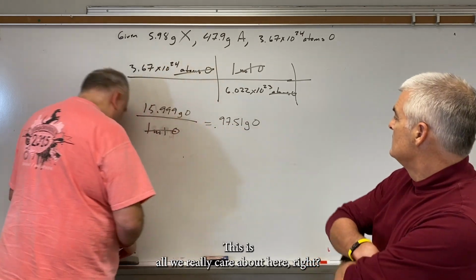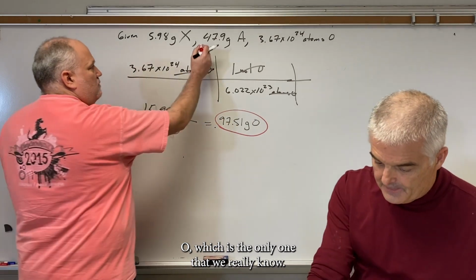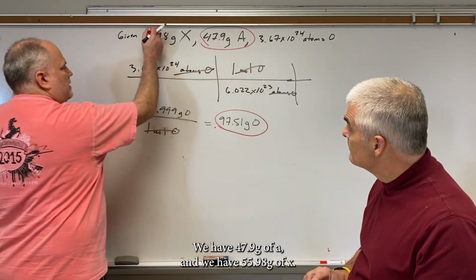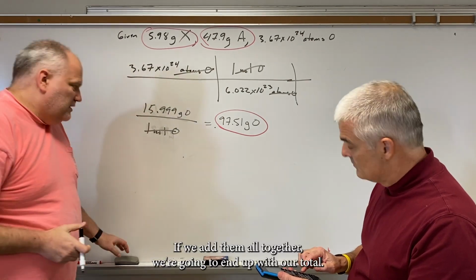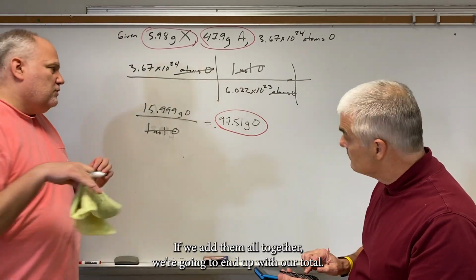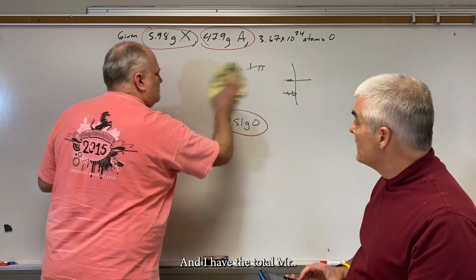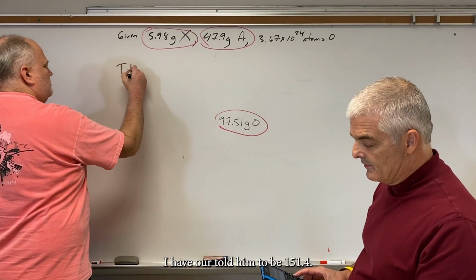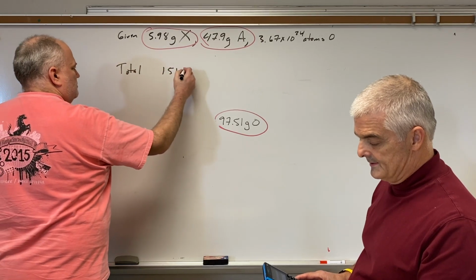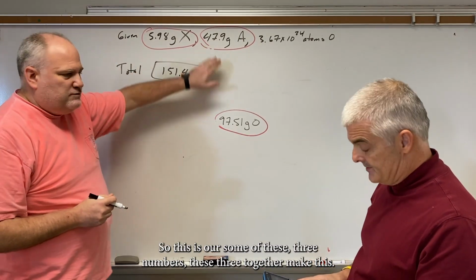This is all we really care about here. This is the number of grams we have of O, which is the only one that we really know. We have 47.9 grams of A, and we have 5.98 grams of X. If we add them all together, we're going to end up with our total. I have our total to be 151.4. That's the sum of these 3 numbers. These 3 together make this.